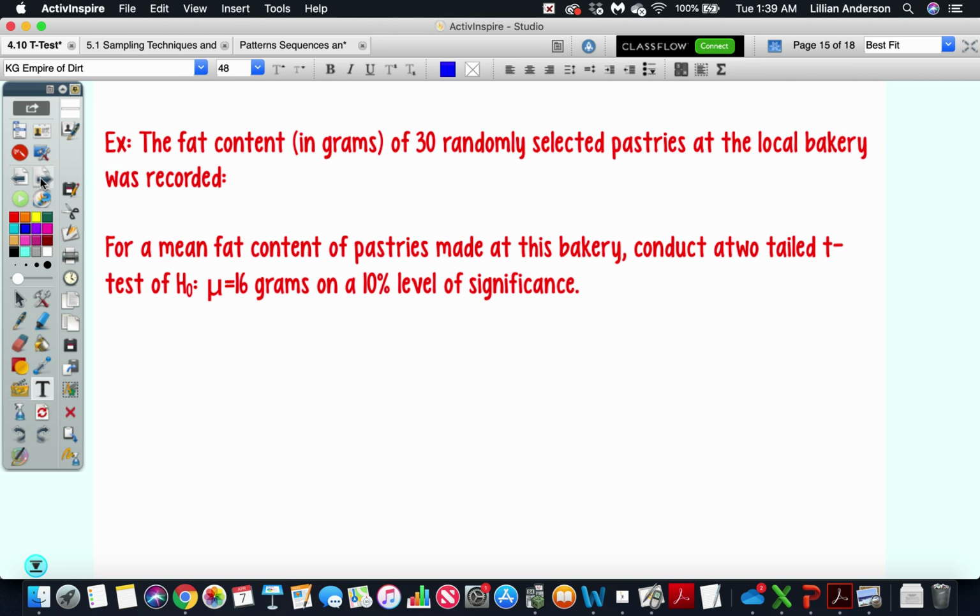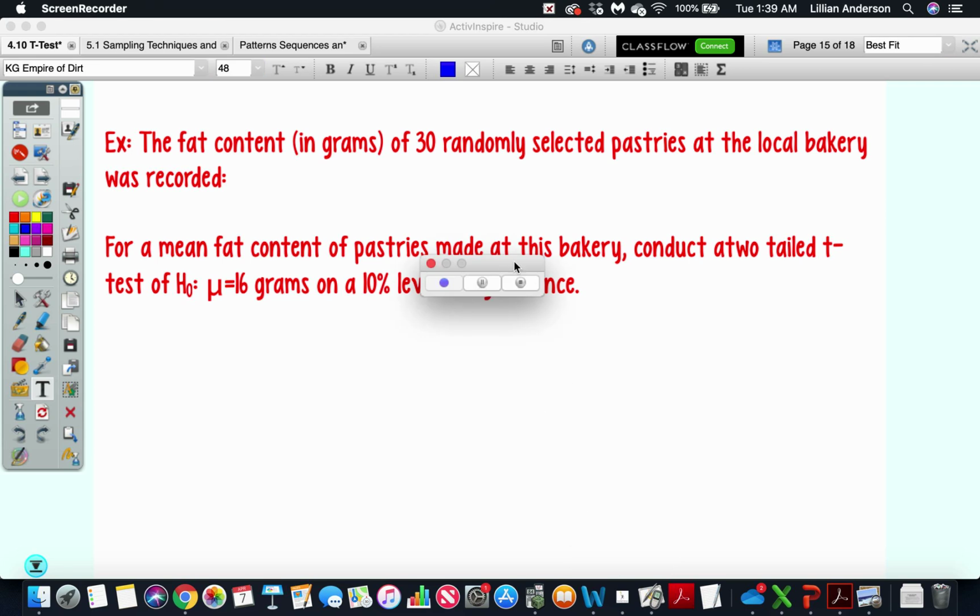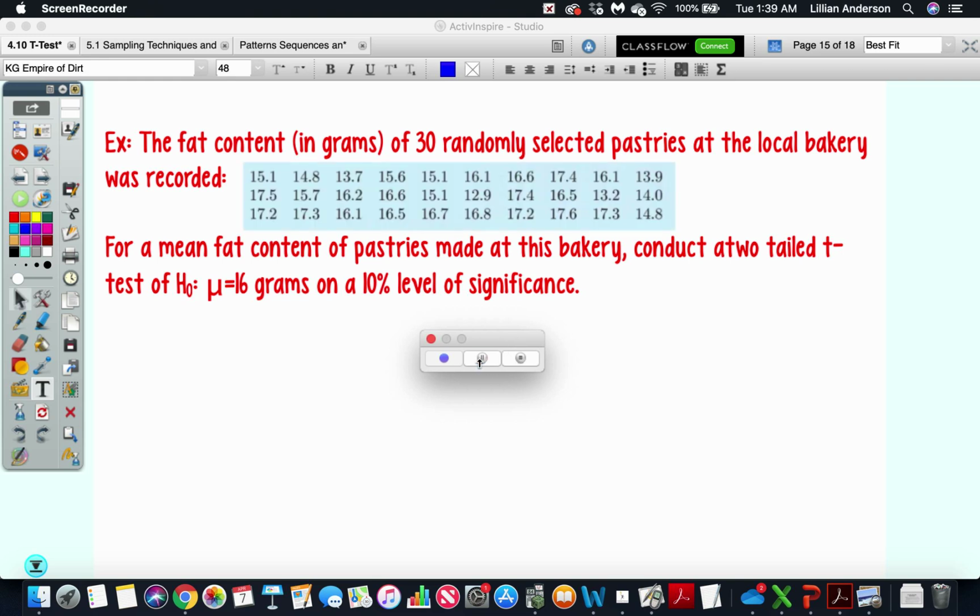Let's look at this example here. By all means, you're more than welcome to try this one on your own. The one thing I am noticing right here is that I do not have the 30 pieces of data placed here. So I'm going to pause the video and insert that 30 pieces of data. Then when you do your t-test, you're going to go to the data part and make sure you type your data into your list. So here's the data. You want to make sure you type all this into L1 in your list, so that the calculator can find your p-value for you when you do the test.